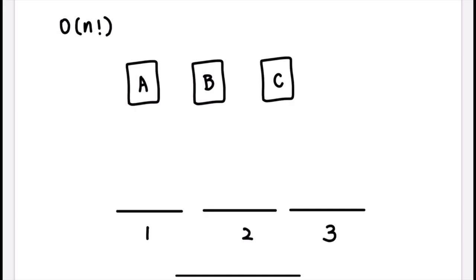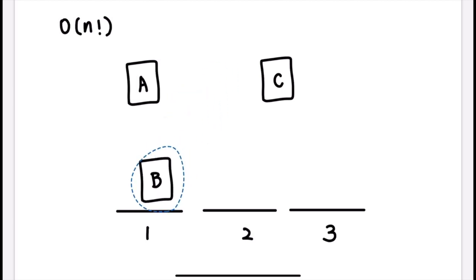The last time complexity we'll look at is O of n factorial. Factorial time complexity is often encountered in problems involving permutations. Imagine you have 3 books, book A, B, and C. You want to arrange them on a shelf and you want to know how many different ways you can do this. You can start by choosing either A or B or C.